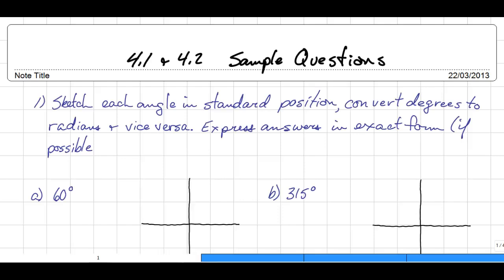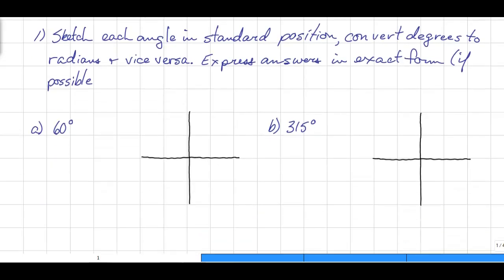Alright, let's take a look at some of these sample questions. We'll look at questions from 4.1 and 4.2. They may be two separate videos, but we'll see how long this takes. So, I'd encourage you to pause the video anytime you can and take down notes, write down the questions, sketch things out, and then start it up again when you're ready to go.